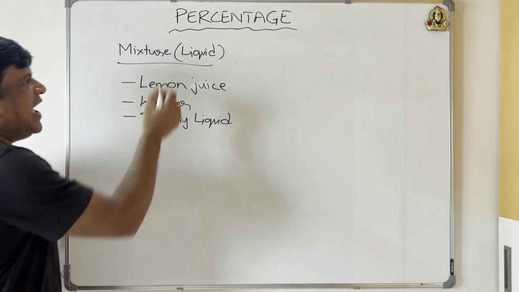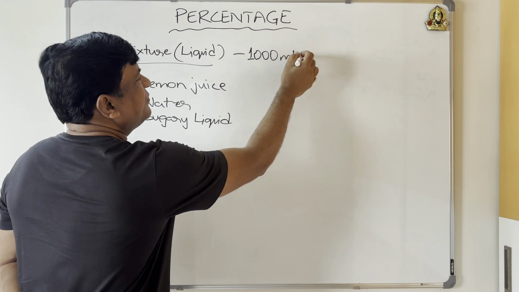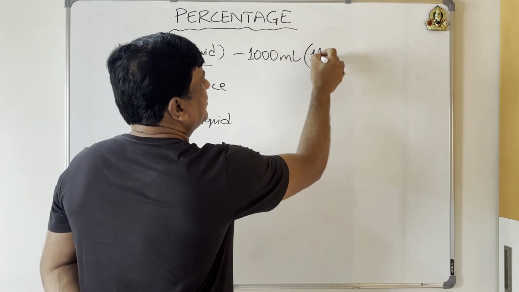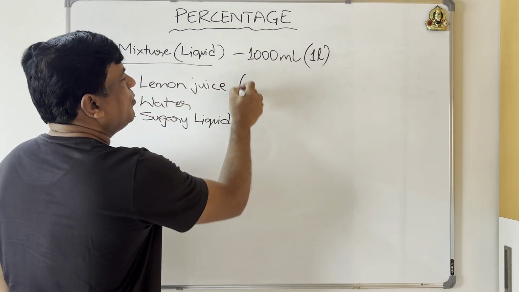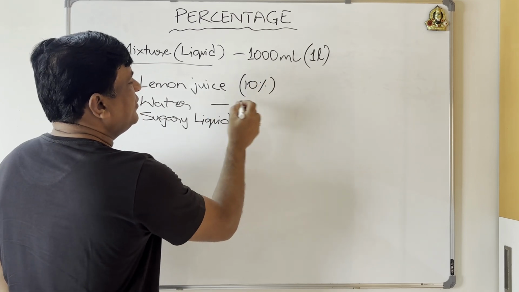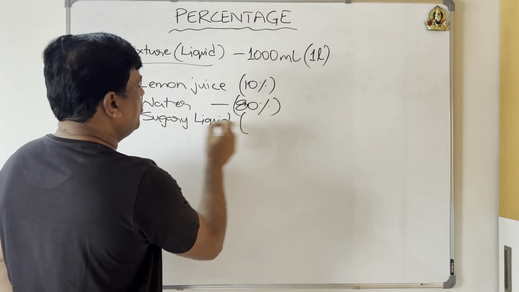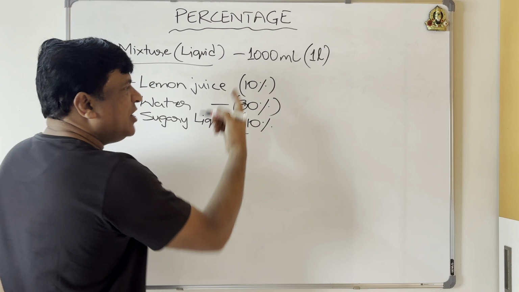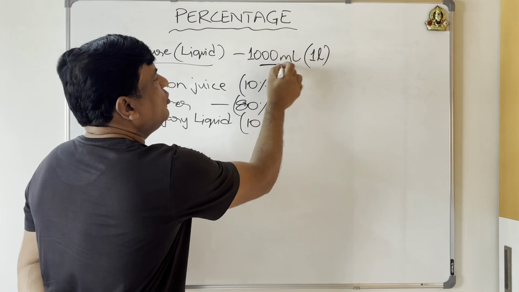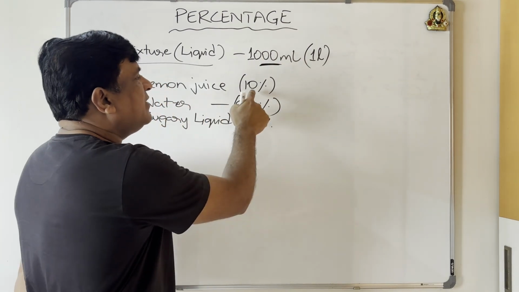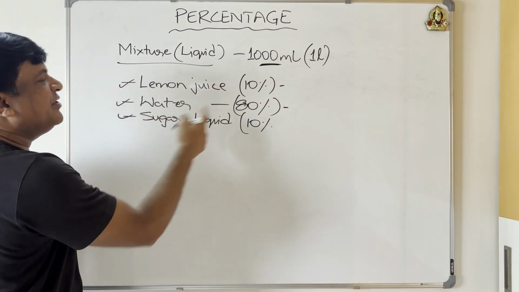Say this mixture is 1000 milliliter. 1000 milliliter is nothing but 1 liter, remember. And I say that lemon juice, I'm going to put in the proportion of 10%. Water will be 80%, and I'm going to put sugary liquid as 10%. Now, in this mixture, the total volume is 1000 milliliter, but the weightage of each component in the mixture differs.